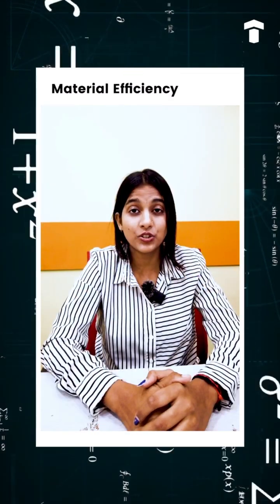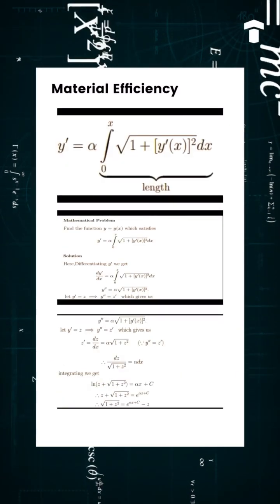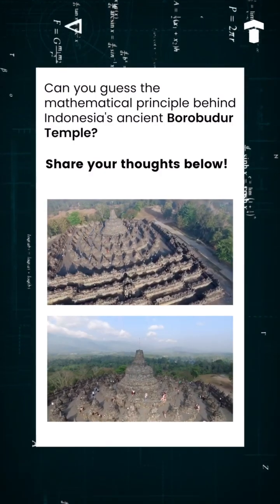The calculus of variations helps optimize material distribution, reducing waste while enhancing strength. Can you guess the mathematical principle behind Indonesia's ancient Borobudur Temple?